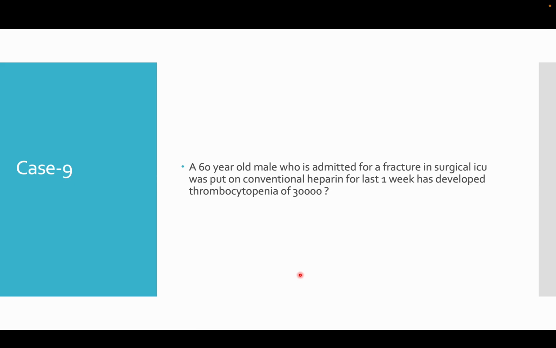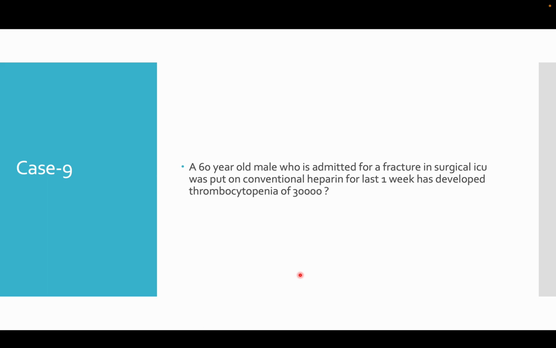A 60-year-old male who is admitted for a fracture in the surgical ICU was put on conventional heparin for the last 1 week and has developed thrombocytopenia of 30,000. So you might have a picture like this: a fracture patient put on conventional heparin to prevent DVT-related complications. The patient developed thrombocytopenia of 30,000 within 1 week. So you might have thought by now this is a case of heparin-induced thrombocytopenia.